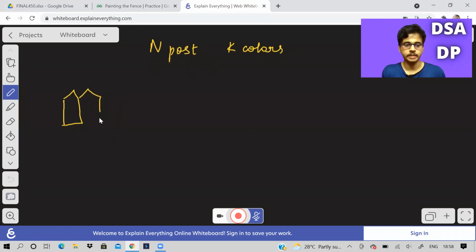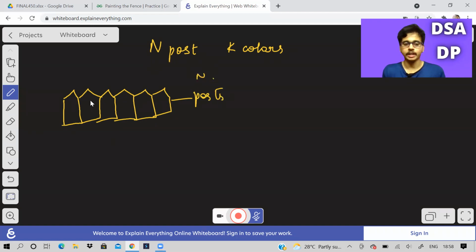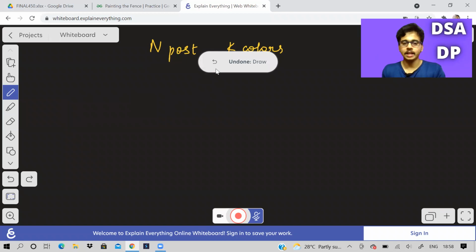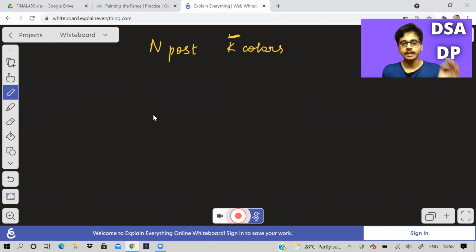So this will be the fence. I'm trying to draw, not so neat, but try to visualize it. These are called posts and there are n of them. This is going to cover the fence. Now we have k colors and we have to paint the posts such that a maximum of two adjacent posts can have the same color.